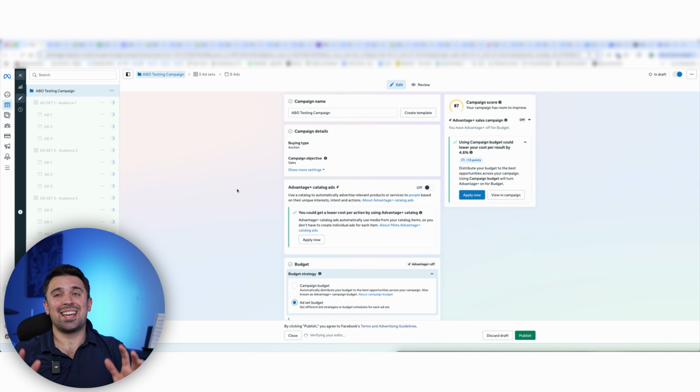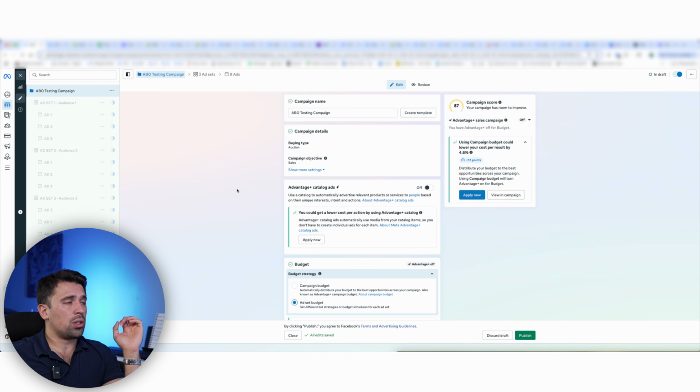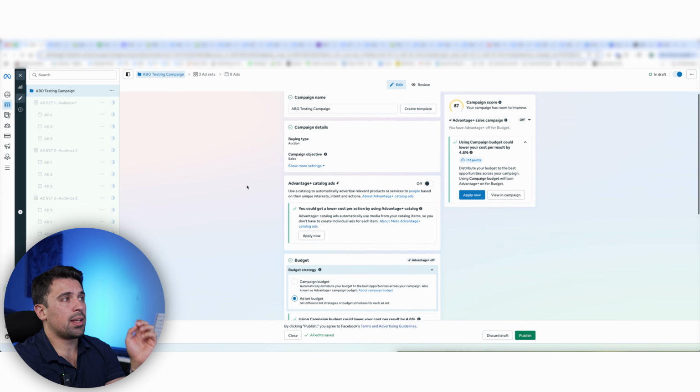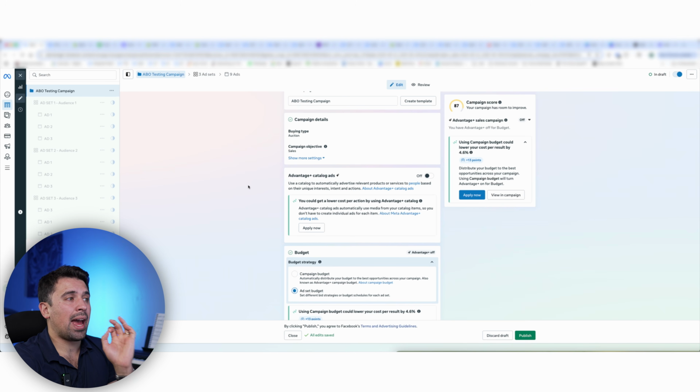All right, now let's get into the third setup. The third setup is an ABO testing campaign, right? This one I would say is the most common that I see out in the world. I audit a lot of accounts. I use this setup quite often, and it's quite effective. So it's used a lot for good reason. So how does this work? This one is an ABO, an ad set budget optimization campaign.